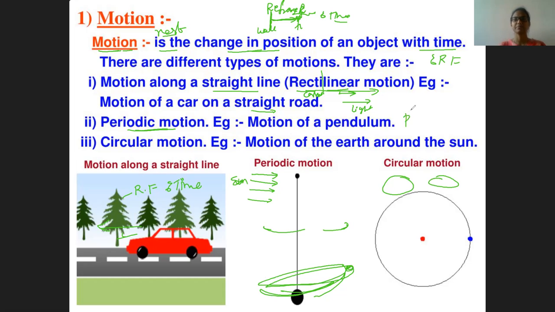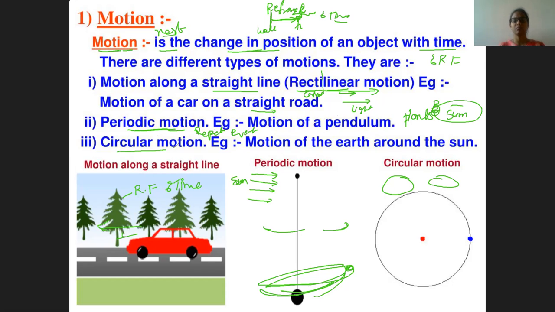Or you can take the planets. How do all the planets go around the sun? After 1 year, it comes back to the same position. Suppose Earth takes 1 year to come back to the same position. Today wherever Earth is, next year on the same day it will come to the same position. That means it is periodic. After a regular interval of time, it comes back to the same position, or we can say it is a repeated event. Anything where events are repeating is also called periodic motion. Here you can observe the pendulum bob: it goes and comes back to the same position. This is also an example of periodic motion, as are the planets and the moon.